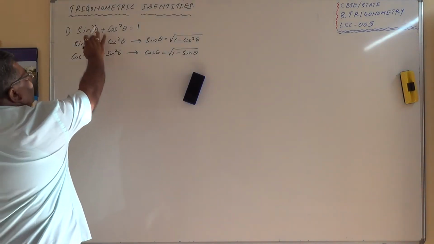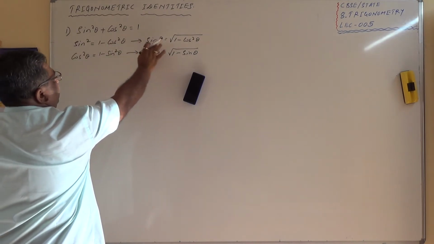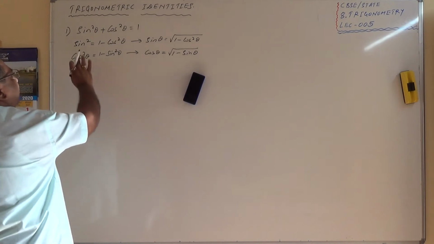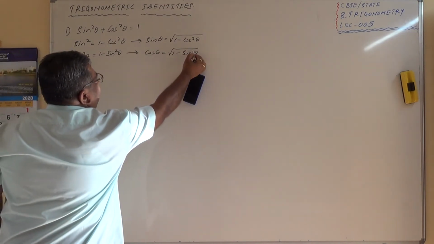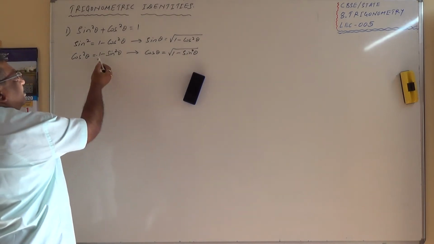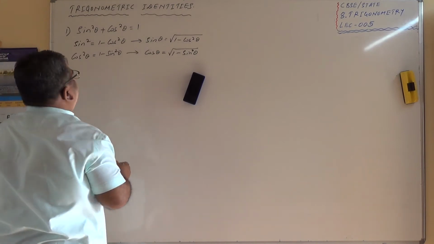So from this, we got sin square theta equals 1 minus cos square theta. Also sin theta equals under root of 1 minus cos square theta. Cos square theta is 1 minus sin square theta. Cos theta equals under root of 1 minus sin square theta. That is taking a root here. This is how we have taken.